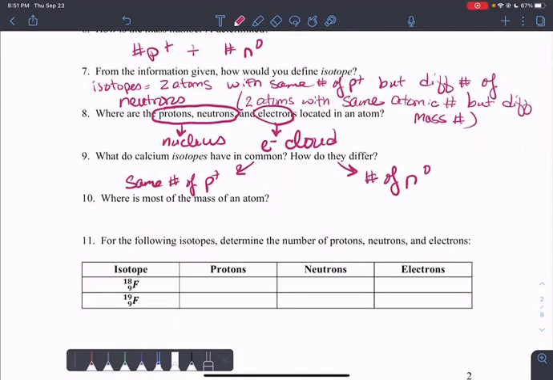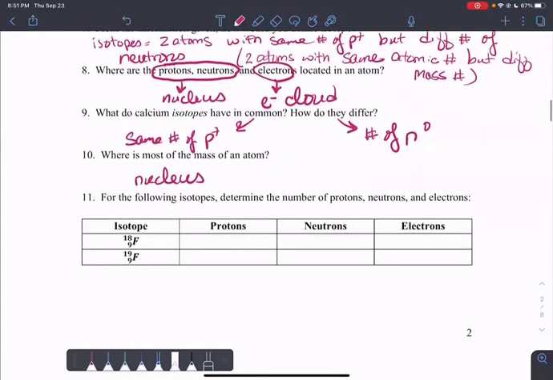So where is most of the mass of the atom? Well, the things that take up mass, that count in a mass number, are our protons and neutrons. So those are in the nucleus. So it's the nucleus that has the most mass of the atom because that's where we have our protons and our neutrons. And both weigh about 1 AMU, whereas the electrons are 1/2000th of an AMU. So much, much smaller. Okay.